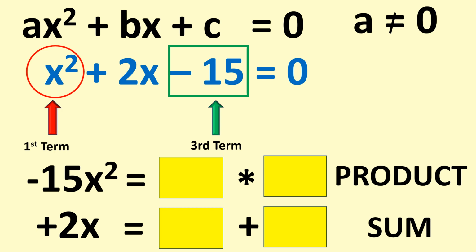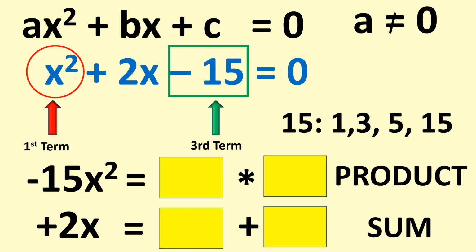So we have the product term and then we have the sum term. It is the product term because we multiplied x squared with minus 15, that is the ax squared term multiplied by the constant term. And the one in the center, which is plus 2x, is the sum term. Now what are we trying to do? We're trying to figure out two numbers that, when we multiply them by each other, give the product term, minus 15x squared. And at the same time, when we sum them together, we will have 2x.